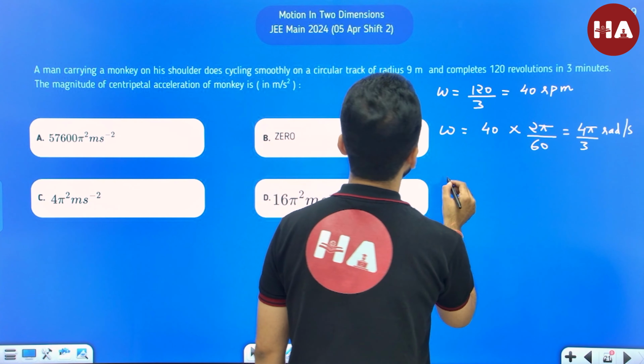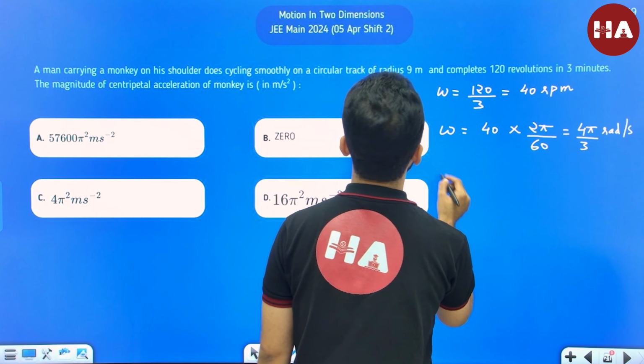Now what we need to do is, they are talking about the magnitude of centripetal acceleration. So it's going to be omega square r. I hope you understand that. Now omega square is going to be 16 pi square divided by 9, and the radius is also given to be 9. So 9 cancels out, and this becomes 16 pi square meter per second square. So the correct answer is clearly option D.